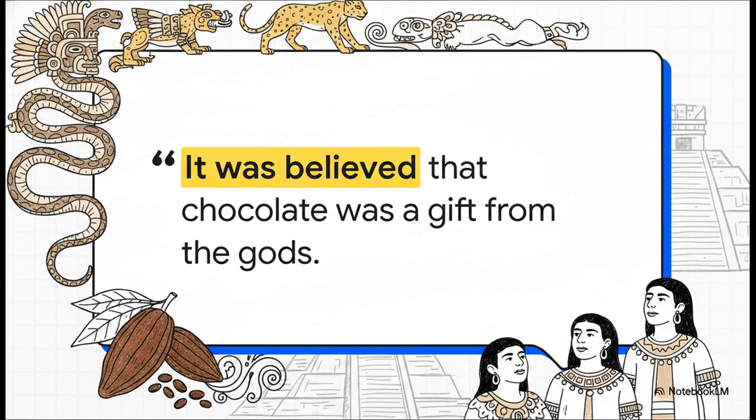Oh, this is a fantastic one. It was believed. Believed by who? Well, by people in general, right? In this case, the Aztecs. But when the doer of the action is this general, undefined group, the passive voice is perfect. It makes the statement sound authoritative, like a widely accepted historical fact.